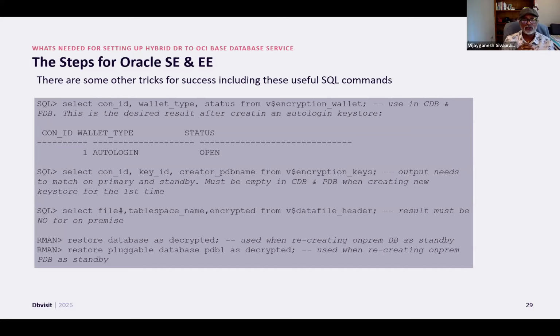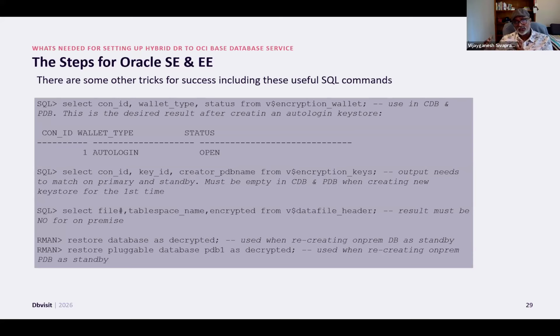And another is restore database as decrypted. So this was the bug that was found in 19.16. When you create your standby database in your on-premise environment, even with this keyword restore as decrypted, your on-premise environment ended up being encrypted. So you have to apply a patch and then restore it again to ensure that it is restoring it as decrypted. Same with restore pluggable database as decrypted as well.